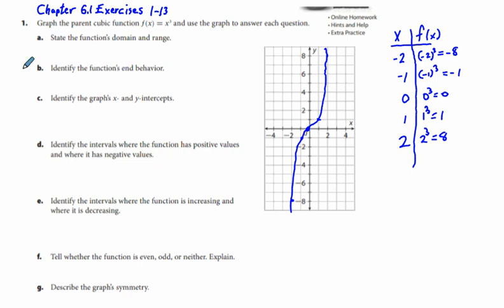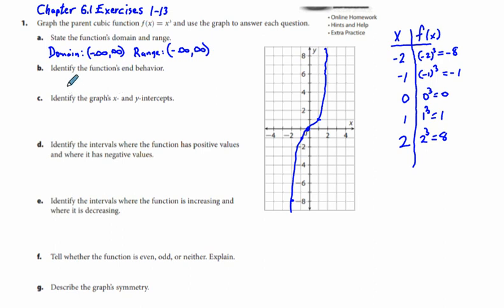Okay. Let's take the function's domain and range. Our domain is going to be all real numbers, which I like to write in interval notation, negative infinity to infinity. And for this function, our range is going to be the same, negative infinity, comma, infinity.